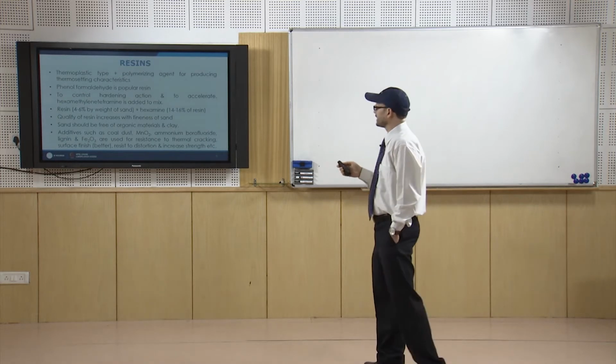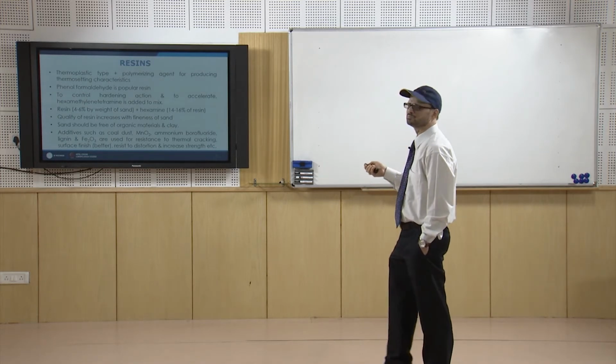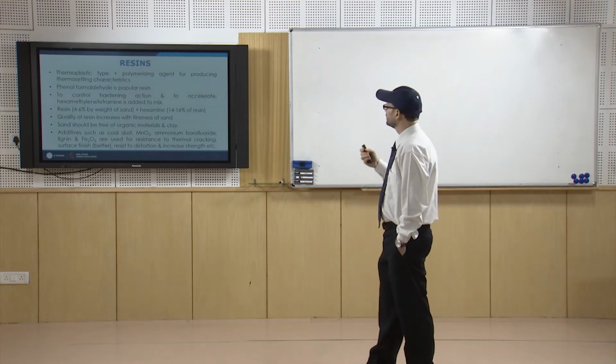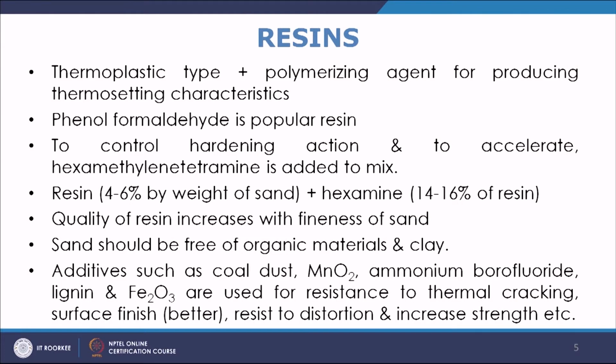In this, the resin is thermoplastic type, plus you add a certain polymerizing agent, so that you get the thermosetting characteristic. Normally phenol formaldehyde is the resin which is used. To control the hardening action and to accelerate it, you add hexa, that is hexamethylene tetramine, which works as a catalyst so that the hardening action is accelerated. Resin is about 4 to 6% by weight of sand, and hexamine is taken as 14 to 16% of the resin.